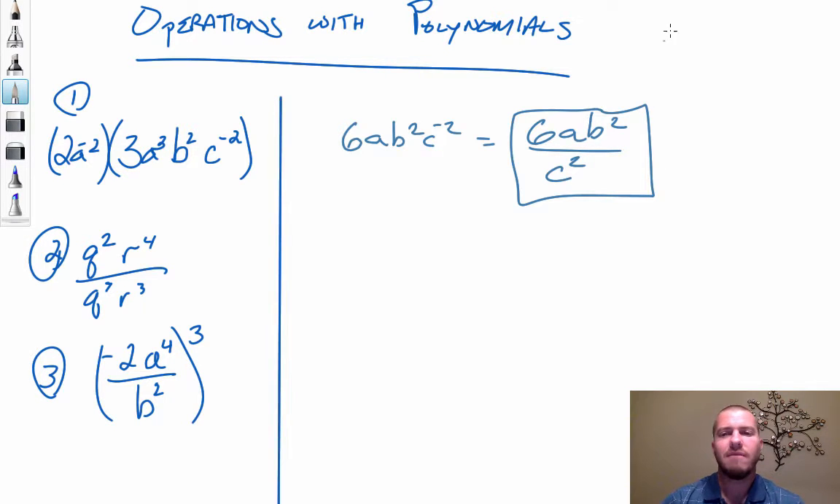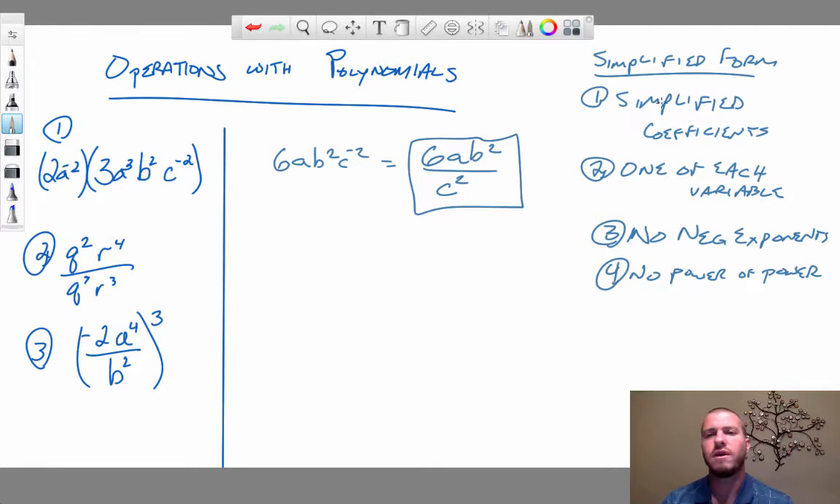You have simplified form when the coefficients are simplified, like if they're both here, 2 times 3 is 6, or if it's a fraction, say I had a 3 over here, 6 over 3 would reduce or simplify to just 2. You've combined all the variables, so you only have one of each variable. There are no negative exponents, and you have no power of a power.